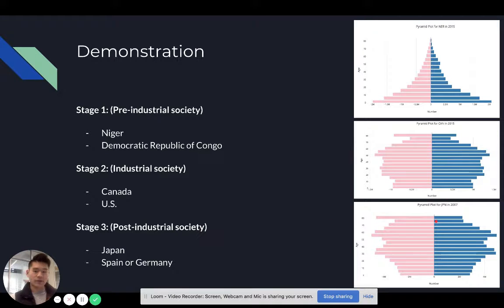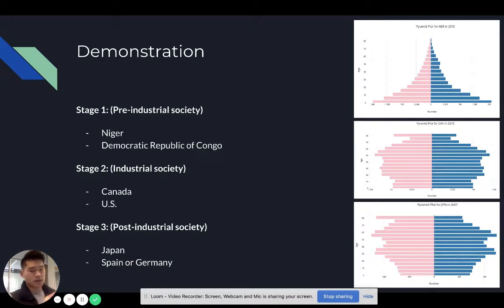Stage three is a post-industrial society where there is almost negative growth in the population, and you would see a contractive or declining population because they're at advanced stages of industrialization. So both birth rates and death rates are significantly low.